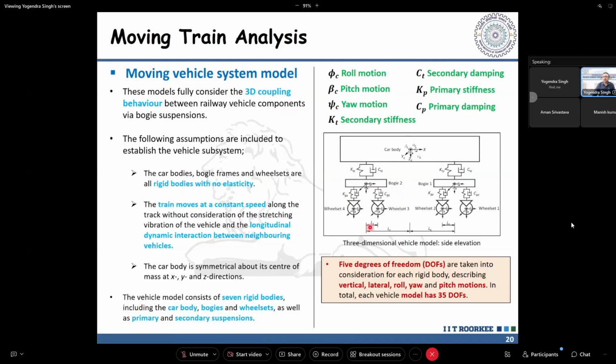Fortunately, this interaction does not have as significant an effect as the moving load effect. So that's why most of the codes currently, UIC and Eurocode, which provide details and guidelines to perform this analysis, allow a moving load analysis. So performing a dynamic interaction analysis between the train car and the bridge is not necessary. That is taken care of by using some empirical relationships.